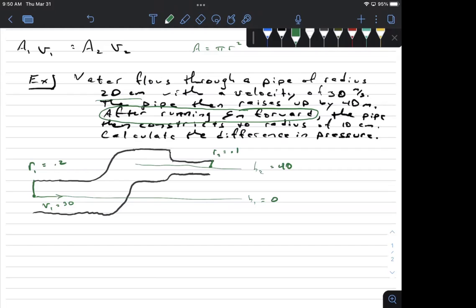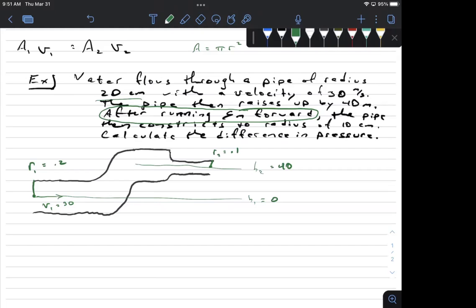So for this example, the fact that after it goes up 40 meters, it then runs forward 5 meters before constricting doesn't matter. Whether it constricted immediately, or 5 meters later, or 500 meters later plays no role whatsoever in the answer we're going to get. So we just ignore that piece of information.